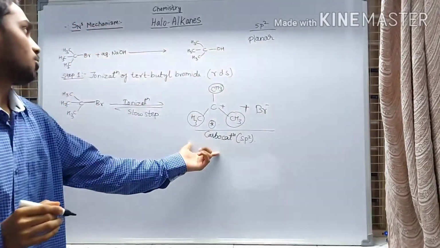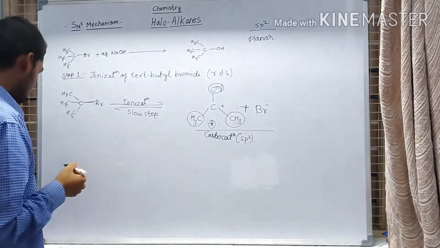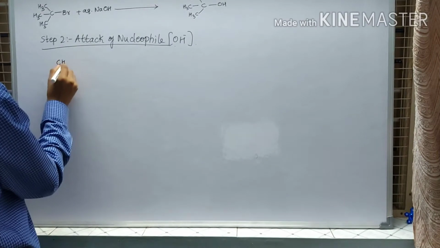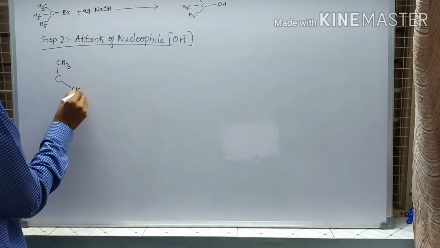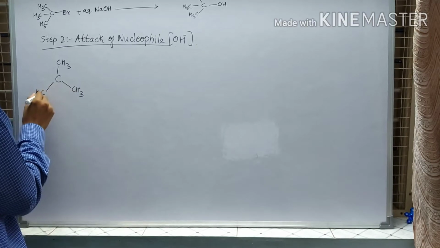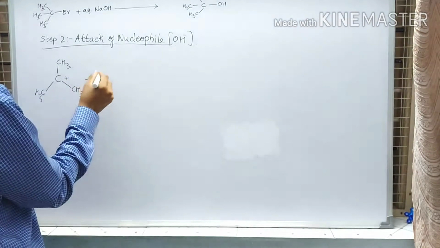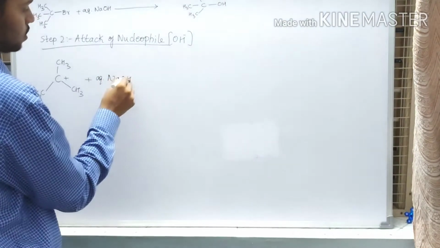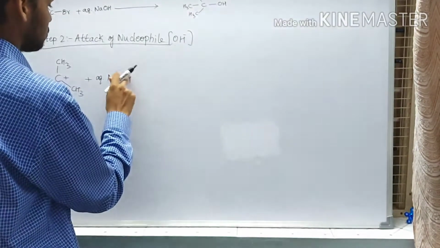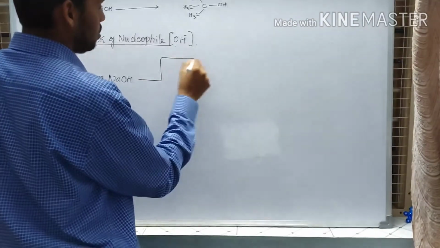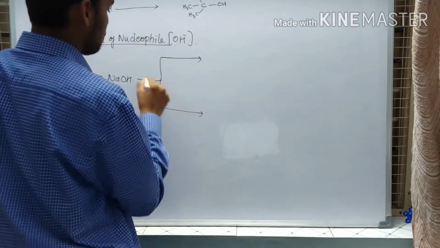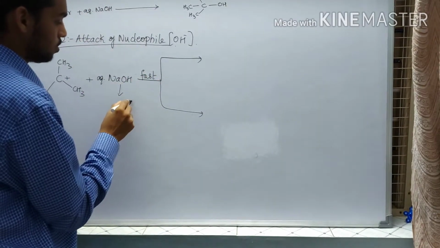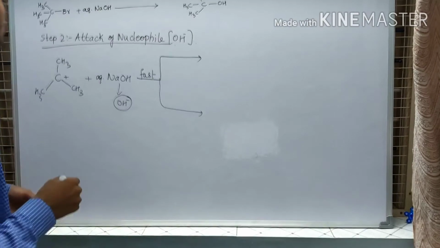Now this carbocation we need to use in the next step. In the previous step we got the carbocation this way. Now whenever I react it with aqueous NaOH, this is the second step. NaOH is going to give us OH minus. This is the nucleophile I was talking about.